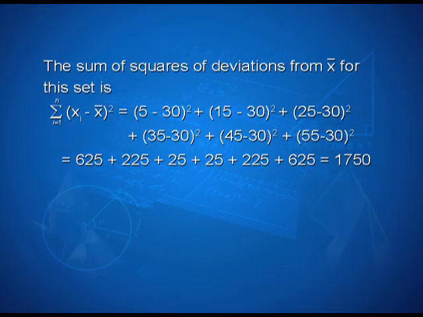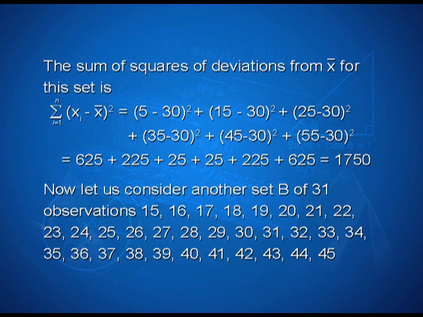The sum of the squares of deviations from x bar for this set, summation i varying from 1 to n of (xi minus x bar) whole square, is equal to (5 minus 30) whole square plus (15 minus 30) whole square plus (25 minus 30) whole square and so on, which can be calculated as 625 plus 225 plus 25 plus 25 plus 225 plus 625, that gives us 1750.